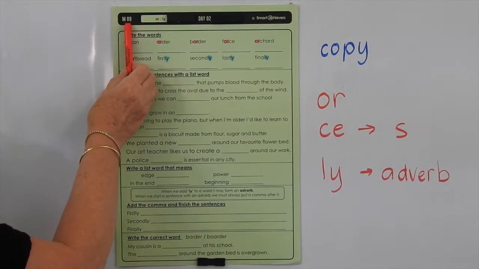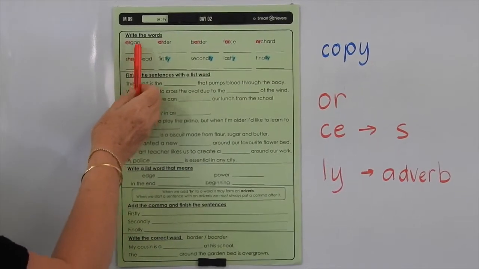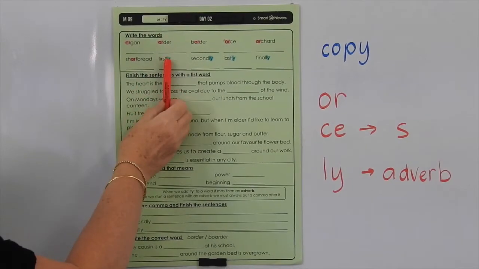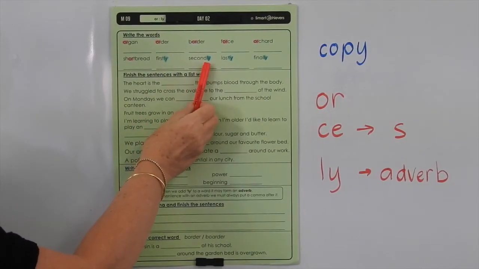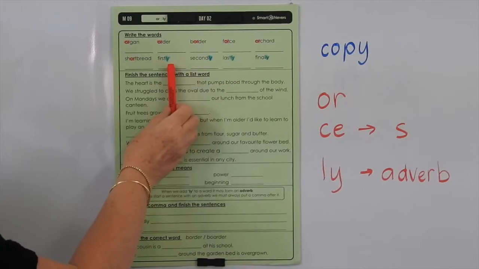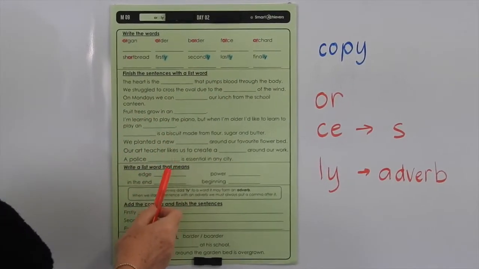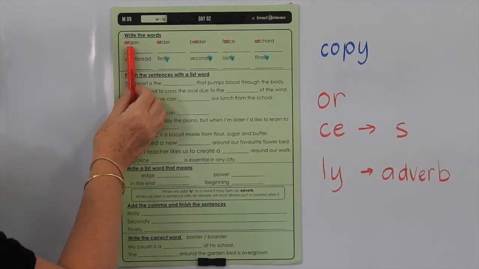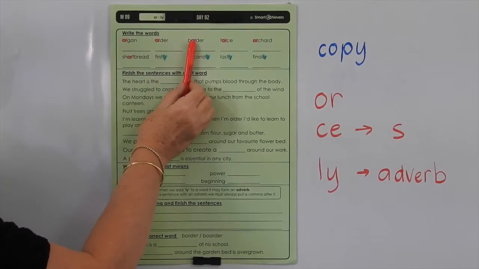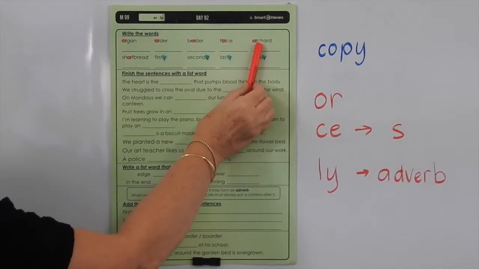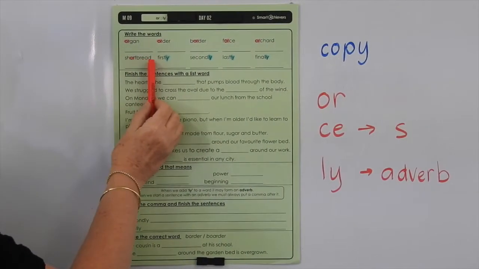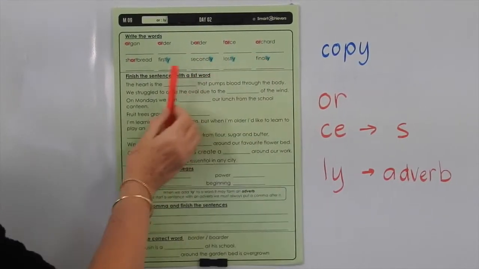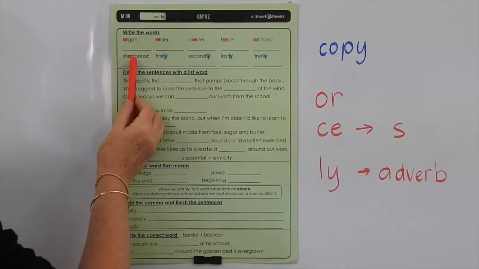Level M, list 9, day 2, we're looking at OR for the OR sound, and we're also looking at words that end in LY. Quite commonly when you see a word ending in LY, or you add LY to the end of a word, it forms an adverb. So let's have a look at the words we've got today. We've got organ, order, border, force, orchard, shortbread, firstly, secondly, lastly, finally. So let's have a look at what else is hidden within these words.